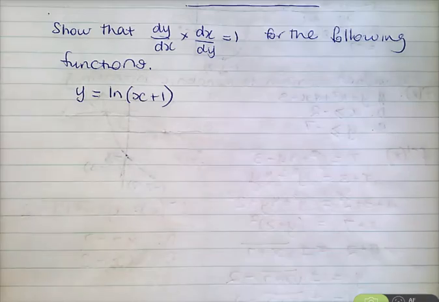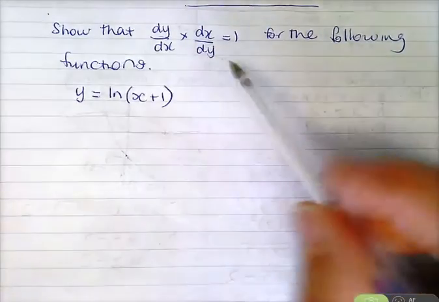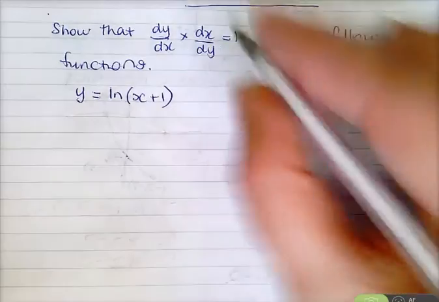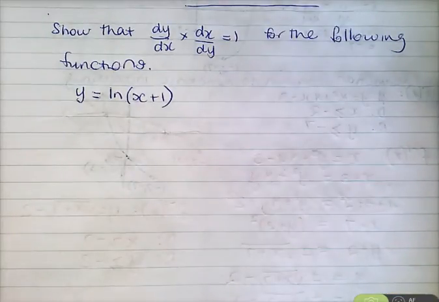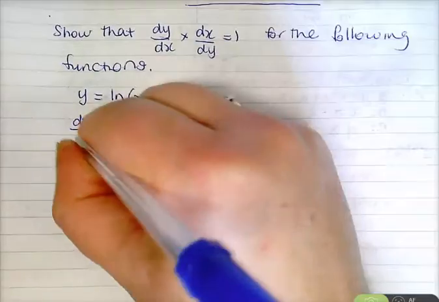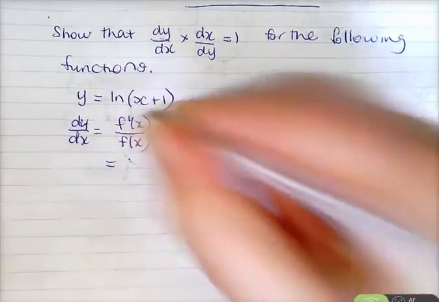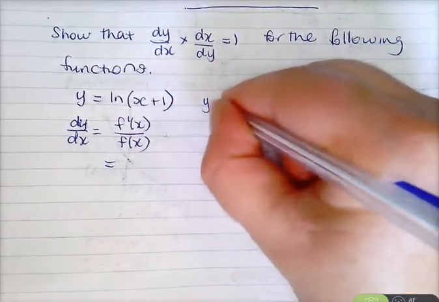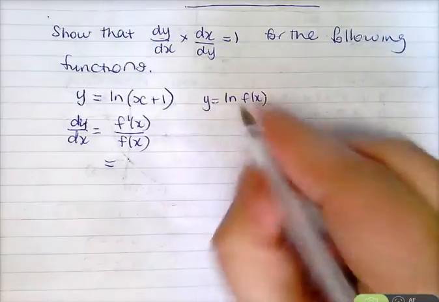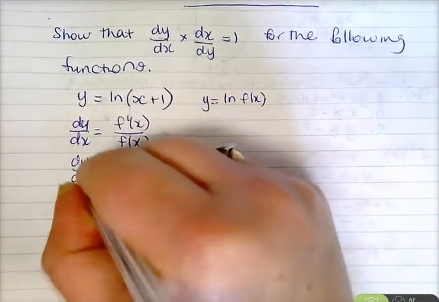Another property of functions is that dy/dx times dx/dy equals 1. So we're just going to show that property for this particular function, y equals ln(x plus 1). If you forget how to differentiate that, of course, you would refer to your formula sheet. The derivative of ln f(x) is f dashed x over f(x). That's how you do that, just getting that off the formula sheet. So differentiating what's inside the bracket, you get 1 over x plus 1. So that's what dy/dx is.